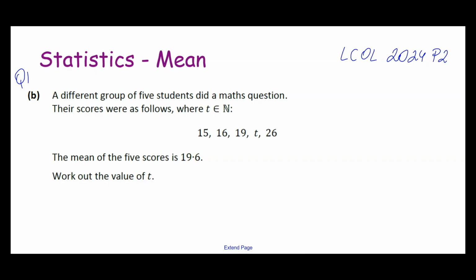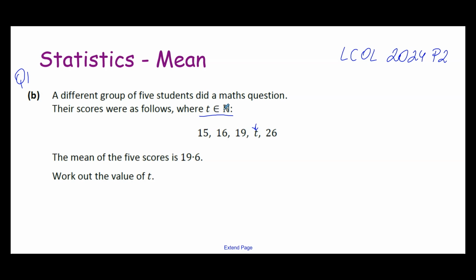Mean is another aspect of statistics. Mean can sometimes be called average. Let's see. A different group of 5 students did a maths question. Their scores were as follows, where T belongs to N.